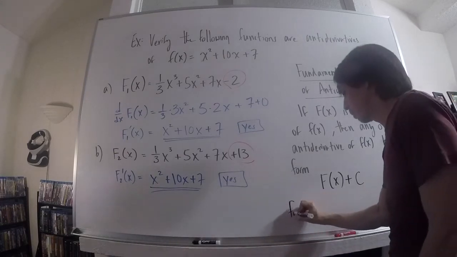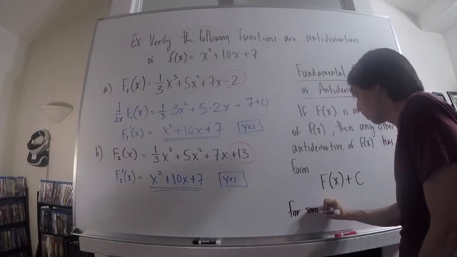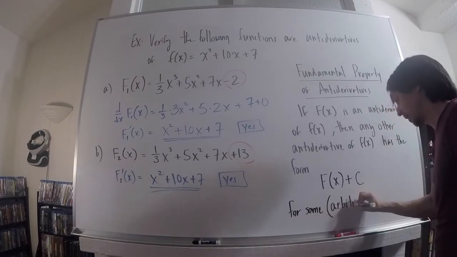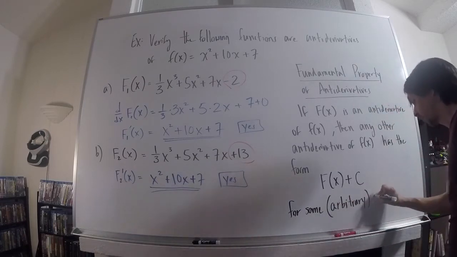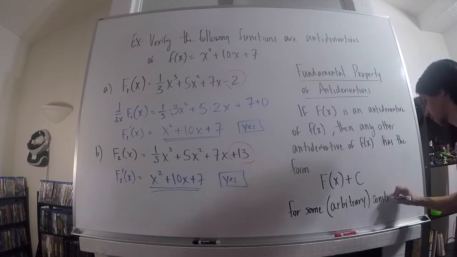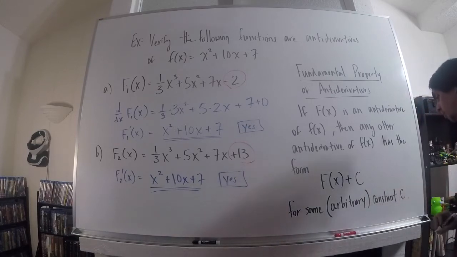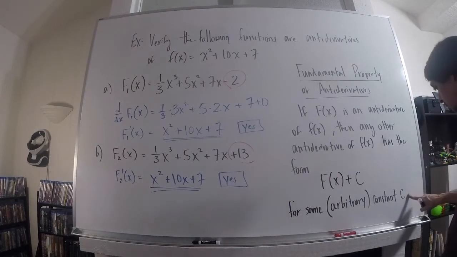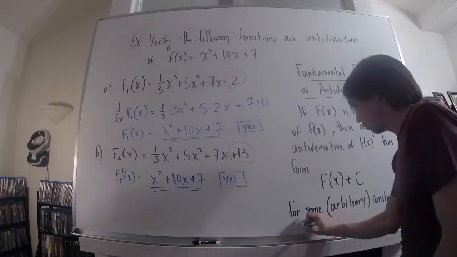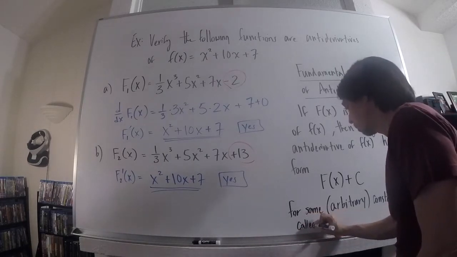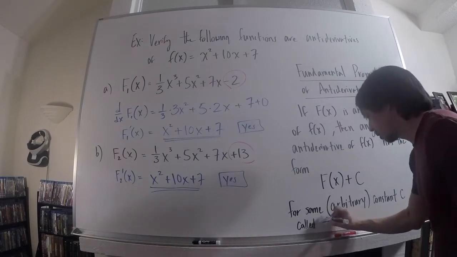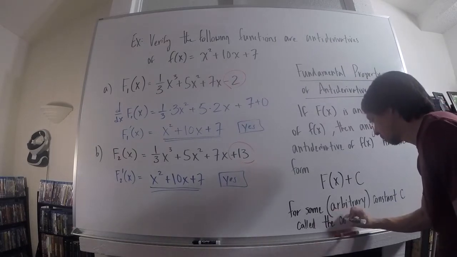So for some, and they'll sometimes call it an arbitrary constant, I'll use that in parentheses. Arbitrary, meaning it could be anything. C. Okay. It's also called, sometimes we just refer to it informally as the arbitrary constant, but formally it's called the constant of integration.